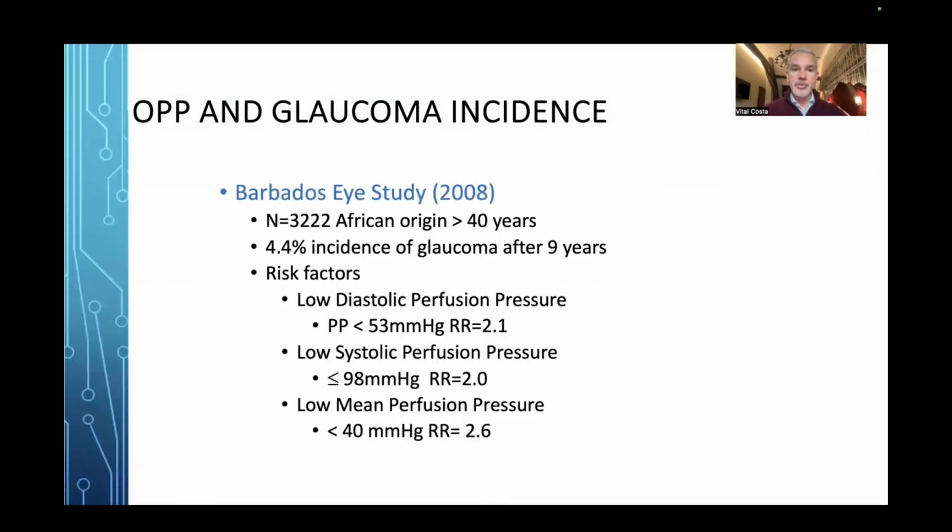Also, the ocular perfusion pressure is associated not only with the prevalence of glaucoma, but also with the incidence of glaucoma. The Barbados Eye Study has demonstrated a 4.4% incidence of glaucoma after 9 years. And as risk factors, low diastolic perfusion pressure, low systolic perfusion pressure, and low mean perfusion pressure were all associated with a higher incidence of glaucoma in this study.